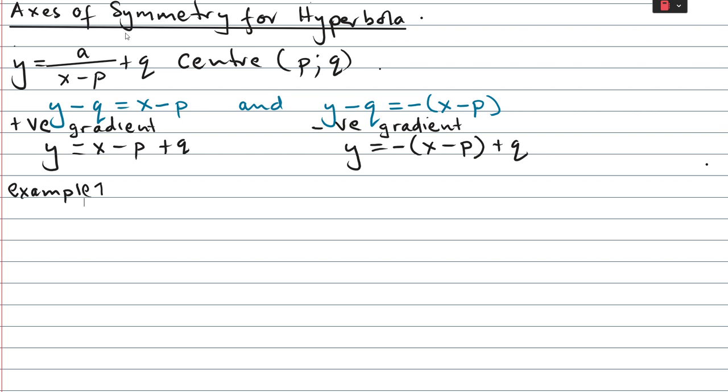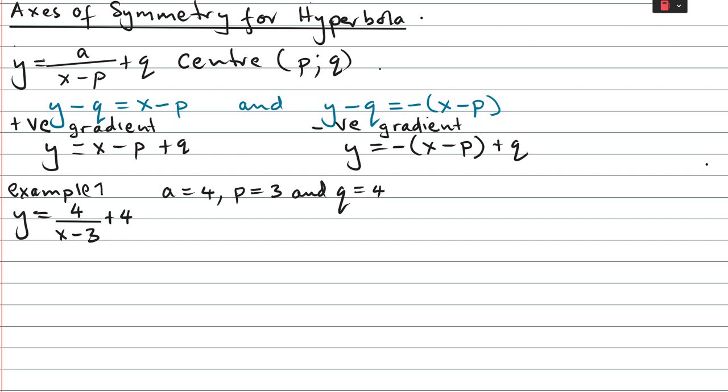Now let's look at an example. We have the first example: y equals 4 divided by x minus 3, plus 4. That's our hyperbola. And you can see from this hyperbola that a is 4, p is 3, and q is 4. So straight away we can do the substitution.